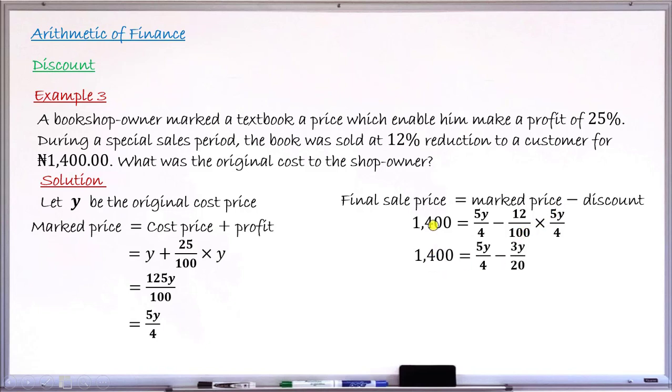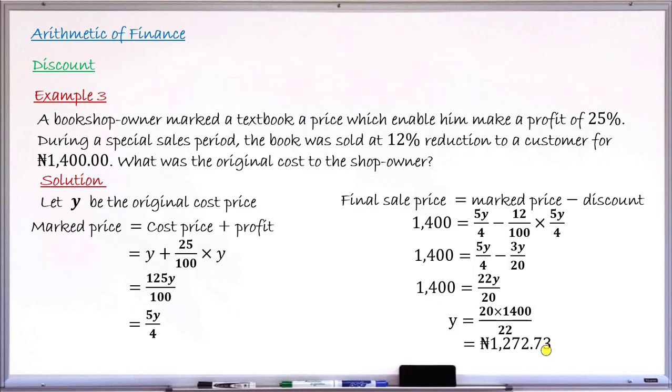So I'm going to have my 1,400, which I copied, equals 5y over 4, which I copied also, but this multiplication now resulted in 3y over 20. So I can now do the subtraction using LCM 20. After you subtract 3y over 20 from 5y over 4, if you do that correctly, you are going to have 22y over 20. Then I can cross multiply and divide both sides by the coefficient of y to get to my y. So y equals 20 times 1,400 divided by the coefficient of y, which is 22. After multiplying and dividing, if you do it correctly, you now have your y as 1,272 naira 73 kobo. This would be the original cost price of the book to the bookshop owner.